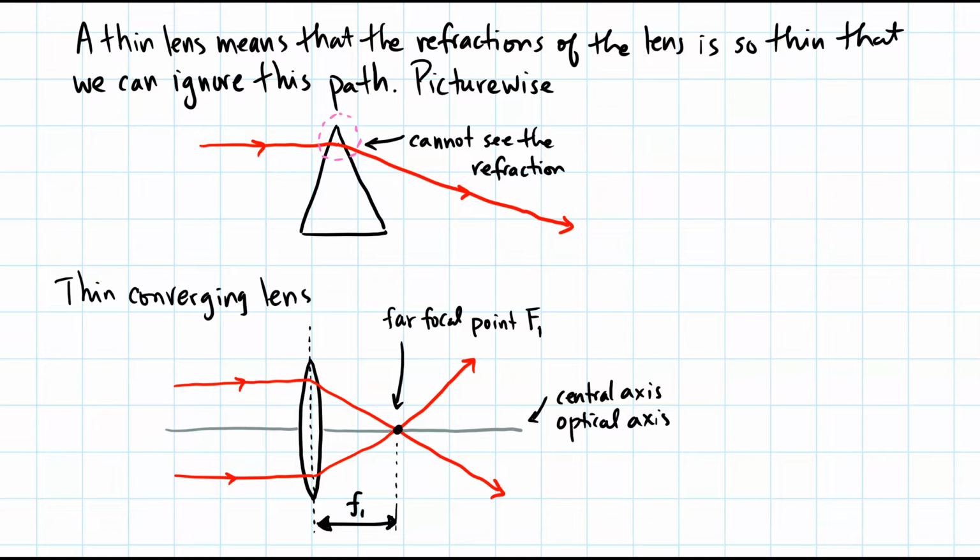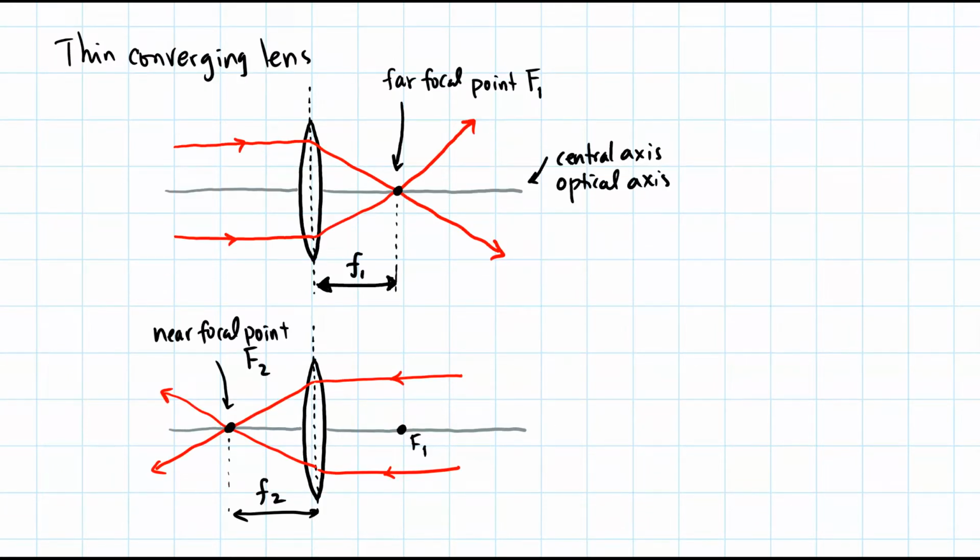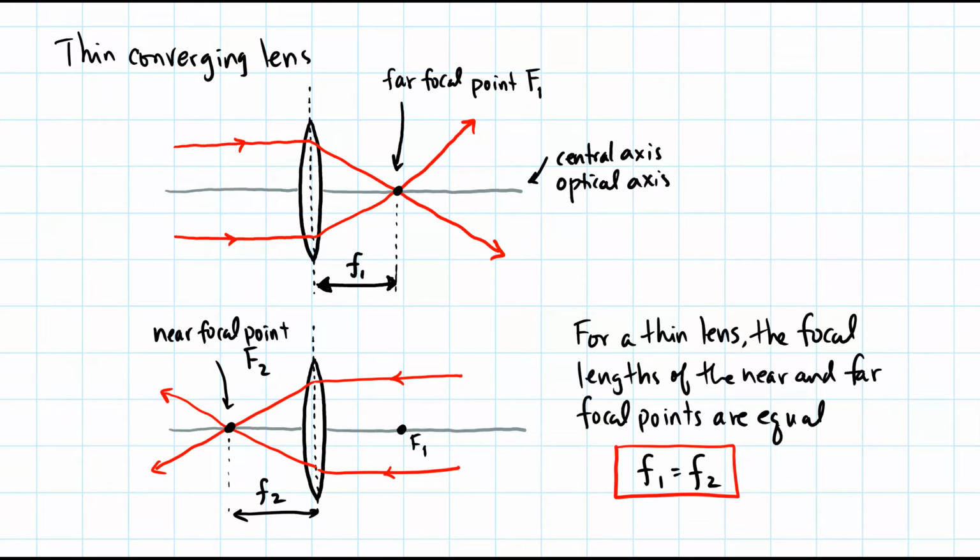However, it turns out that thin lenses have two focal points. Instead of light coming from the left to the right, I can also have light coming from the right to the left. If this happens, then you can see here that the rays will then be converged to the point F2, where it has this focal length f2 as well. For a thin lens, the focal lengths of the near and far focal points are equal. f1 is equal to f2.